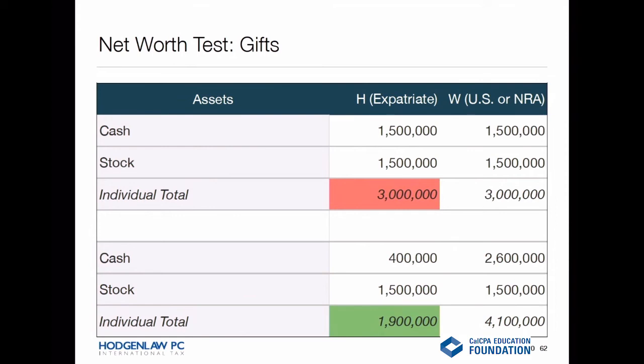The cash that he gifted to his wife is still with the married couple. His wife's net worth now goes up to 4.1 million, and he is free to expatriate as a non-covered expatriate.